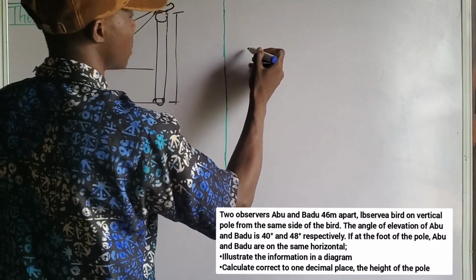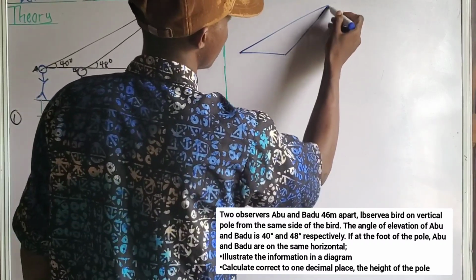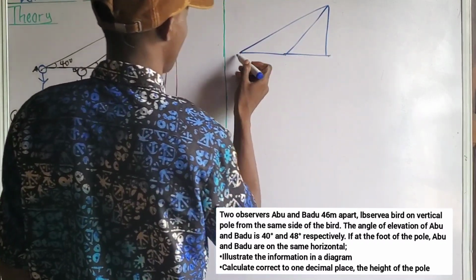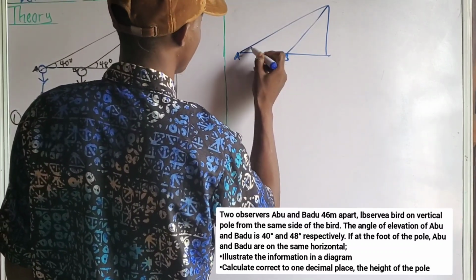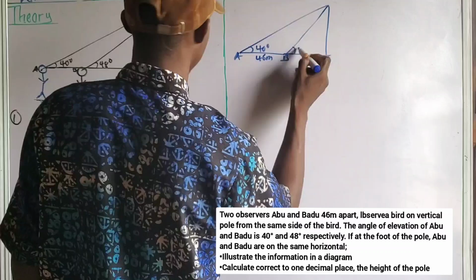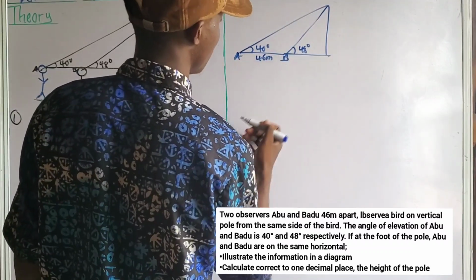So I'm going to have something like this. Abu here, Badu here, the distance is 46 meters, right? And the angle here is 40 degrees, and the angle here is 48 degrees. Okay, so this is the height of the pole. Now you can see.